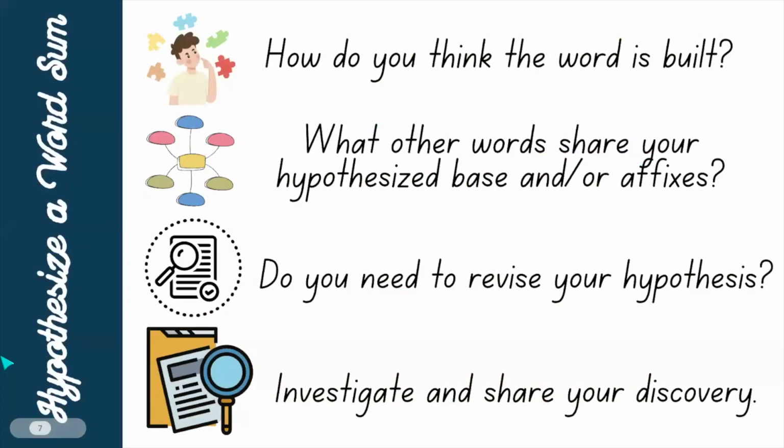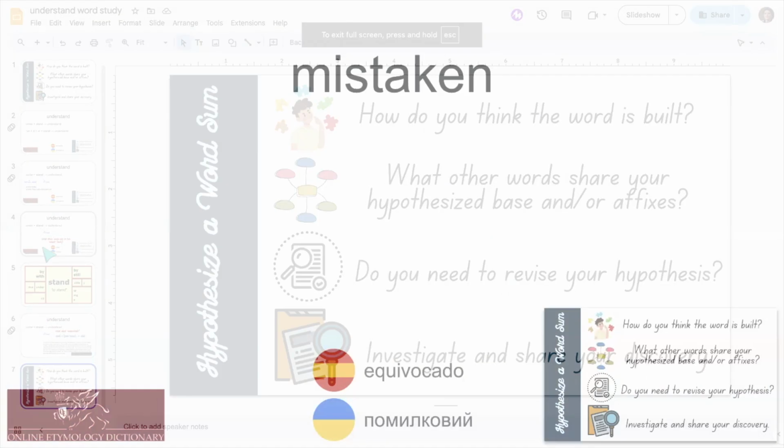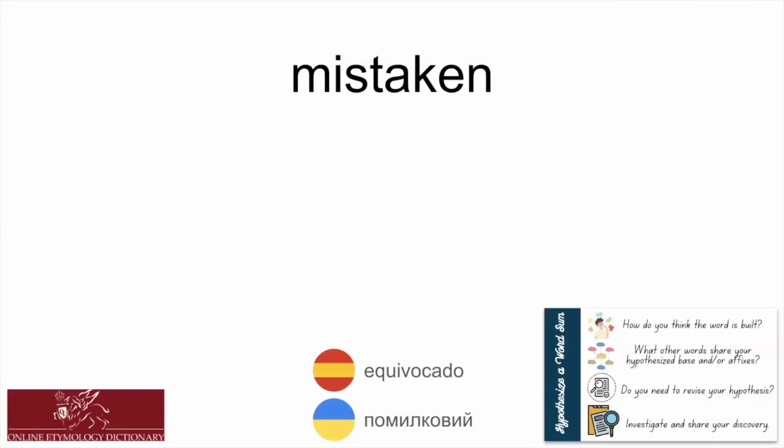I encourage you to keep hypothesizing word sums by asking yourself how you think the word is built. Here's a trick for you. The easiest way to do this is to start on the outside and work your way in. So let's say I have the word mistaken, as in I've made an error. I thought I saw someone do this thing, but I was mistaken. I saw something else. I start from the outside and work my way in.